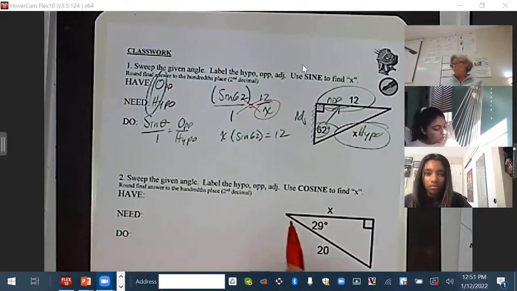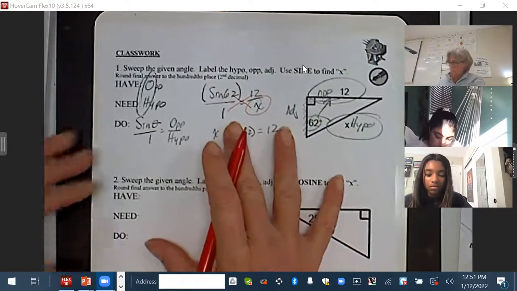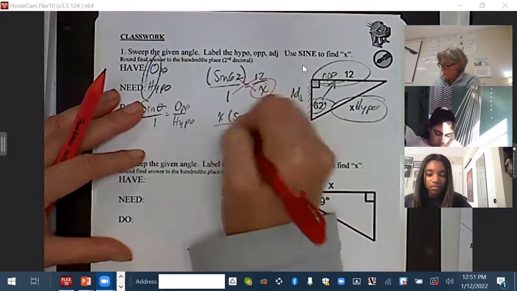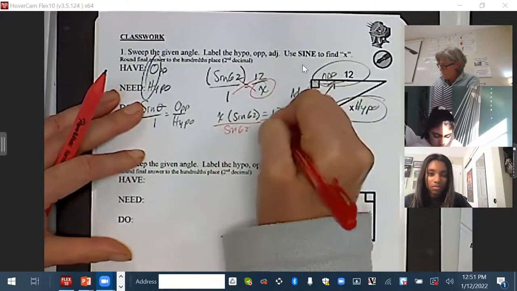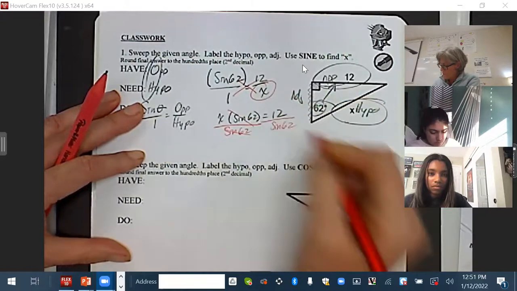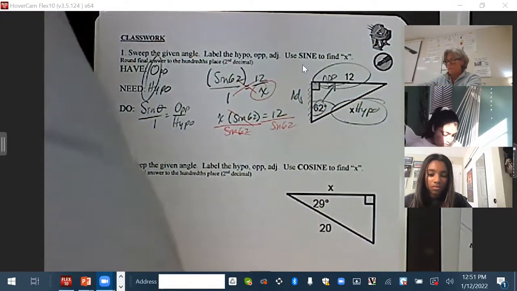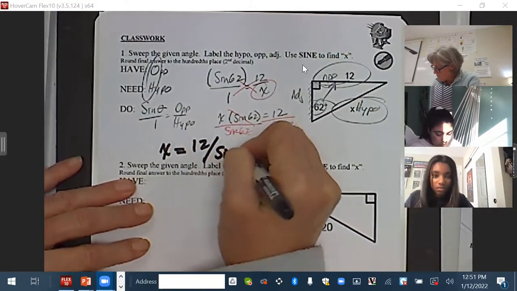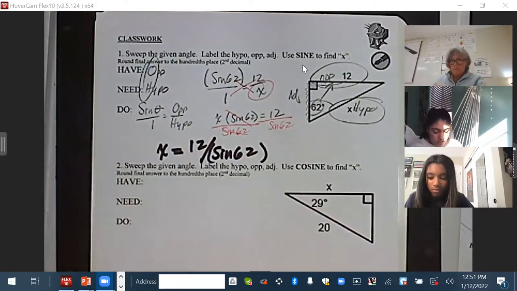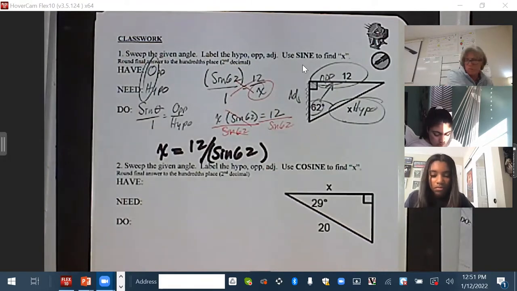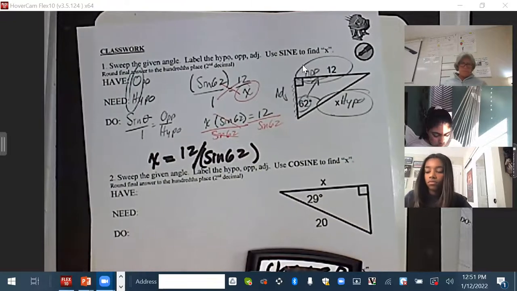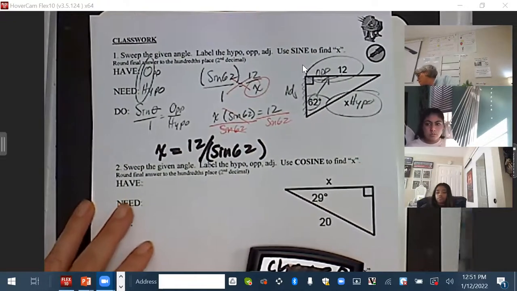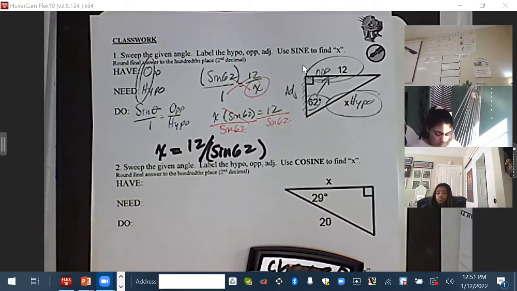Luke, are you tracking with me? Yeah. What's the next step? You have to divide by sine 62 to get x by itself. Yes. All right, Kayla, is this the step that we're tracking together? Oh, where am I? Where'd it go? Yeah, there it is. All right.